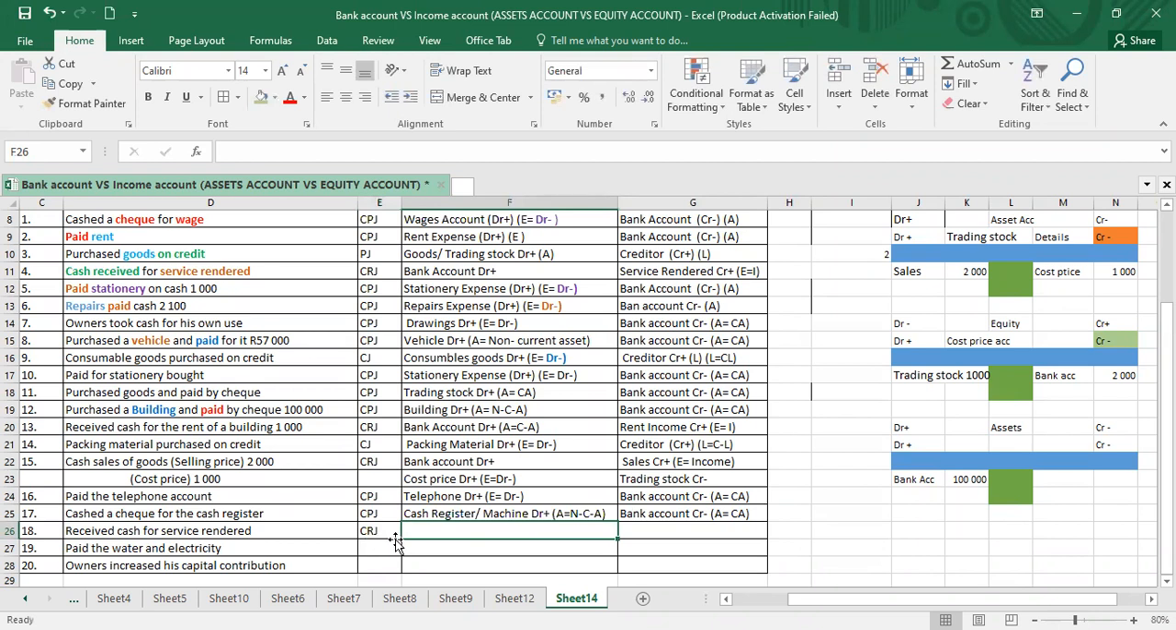CR stands for cash receipt journal because you are receiving cash. Cash means money. Received money for service rendered. Which book, journal? Cash receipt journal. Every time when you receive money, what happened? The bank account needs to be debited. You are debiting your bank account with the money that comes inside of your business building.